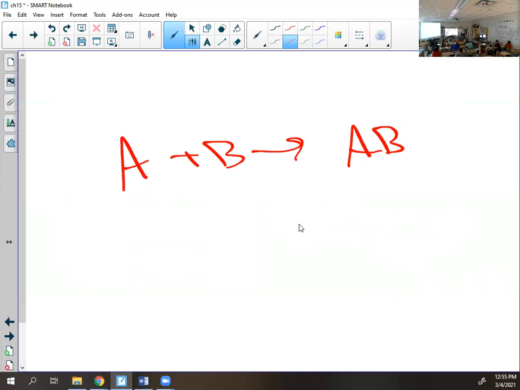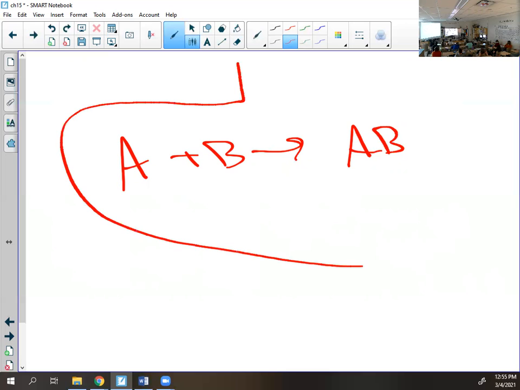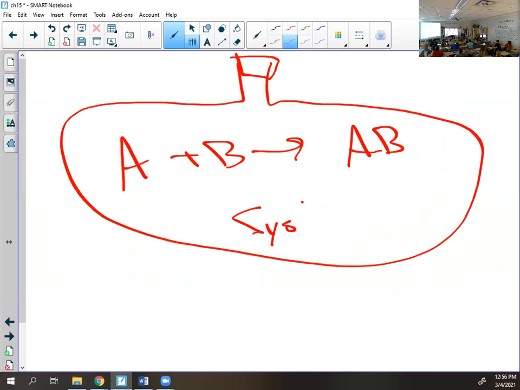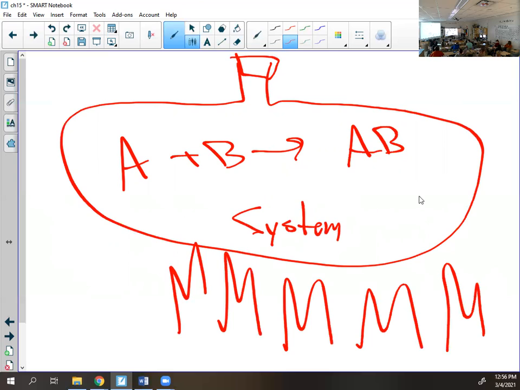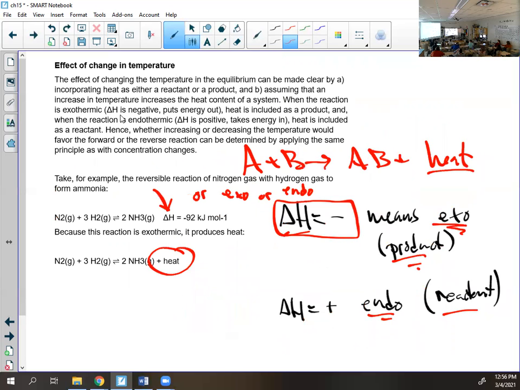But when we talk about adding heat, this is all happening in a really awkward looking vessel here. It's a closed vessel. And when I say I add heat, this whole thing is called the system. And I add heat to the system. I don't add heat to just one or the other. It's the whole thing. So that's what that is saying here for B. Assuming that an increase in temperature increases the heat content of the system. If I add temperature or add heat, all of it heats up.